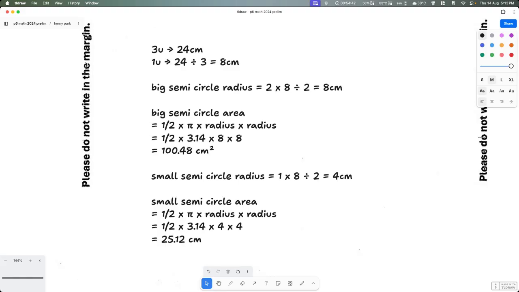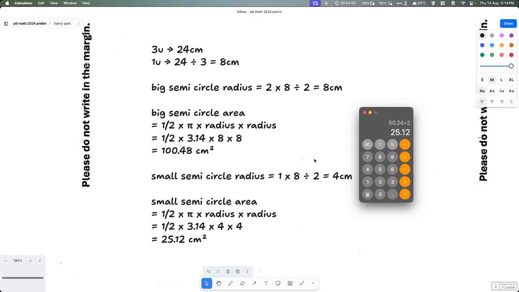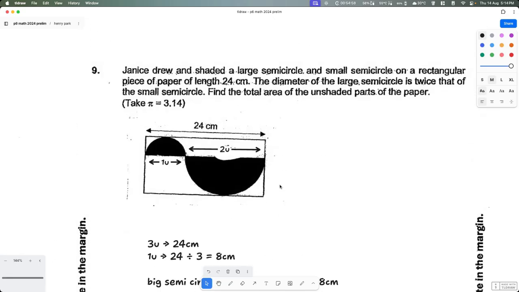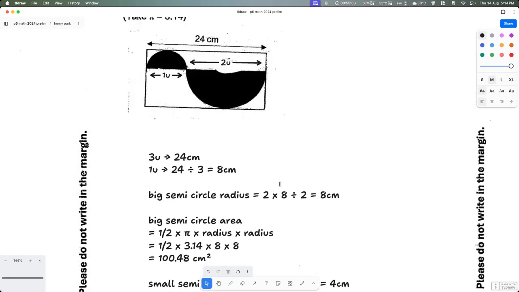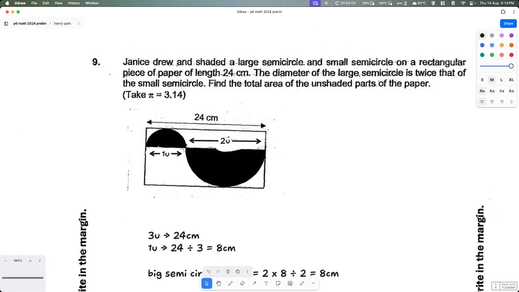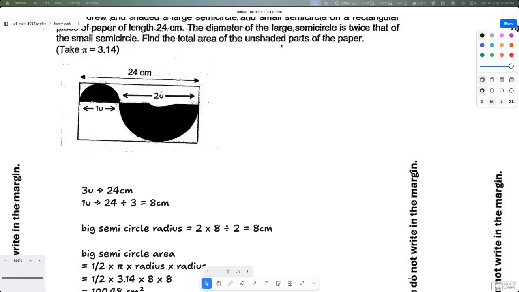25.12 centimeter square. Okay, so I just want to double check with this over here. 3.14 times 8 times 8 divided by 2. Okay, great. So now we know the semicircle. So we want the unshaded part. So we also want to get the rectangle.